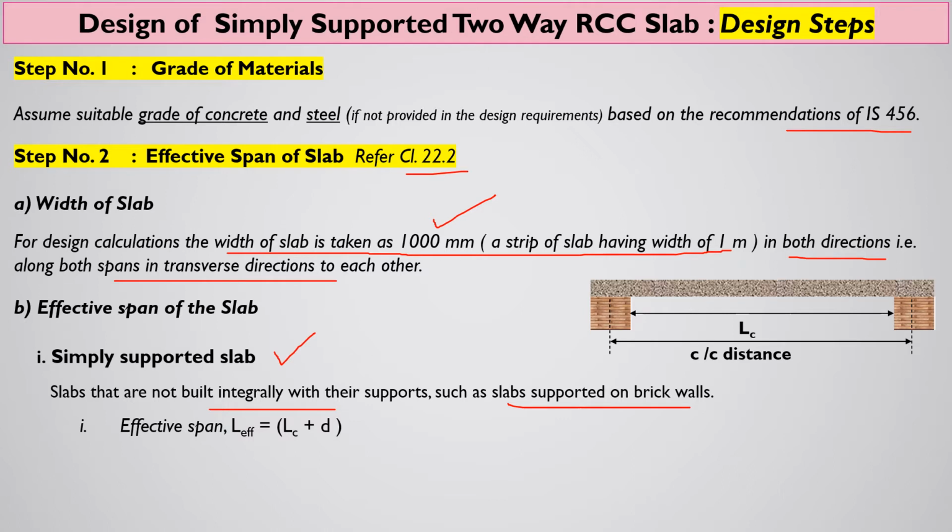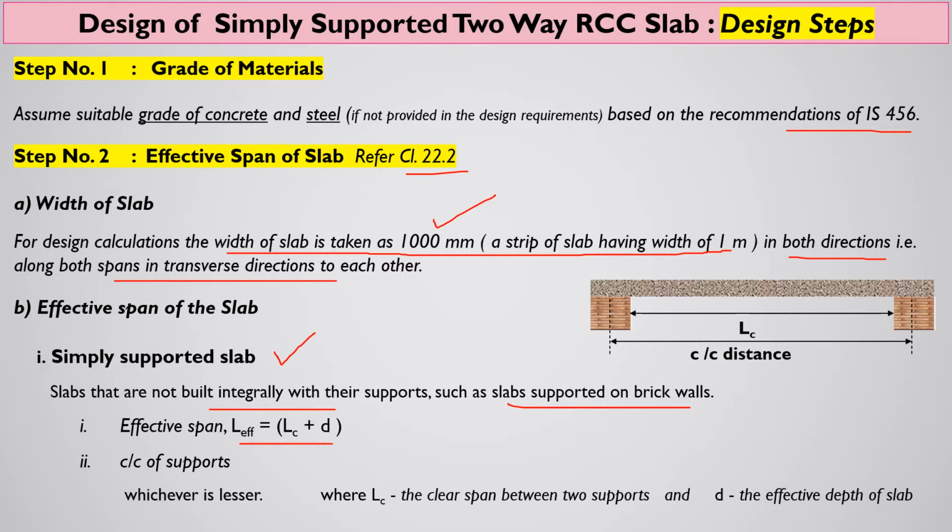Here again we have to follow the same guideline. First of all, the effective span is equal to Lc plus d, where Lc is the clear span length between two supports, and d is the effective depth of the slab, which we are going to decide later on. And then second, we can take the effective span equal to the center to center of the supports. Whichever is the least value out of these two parameters, we can take into consideration.